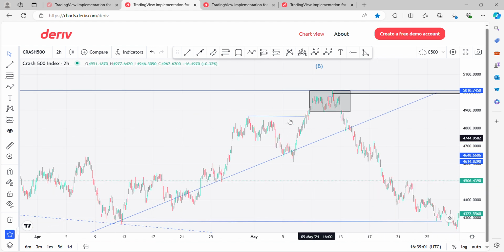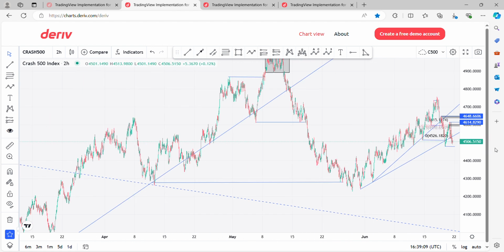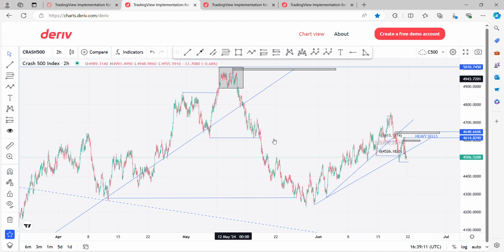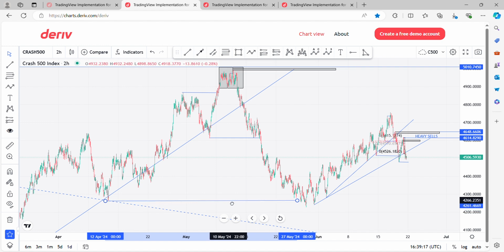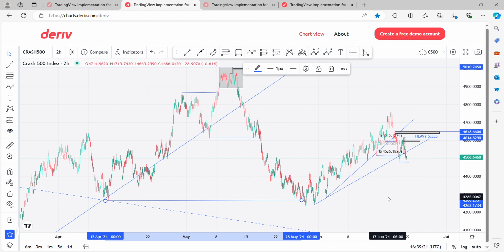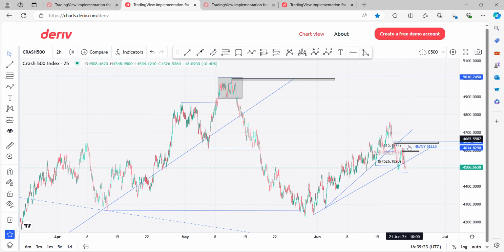We cleared this, but we are here to have the 50% retracement. Now price gave us the 50% retracement. We clear this low, we clear this low. It's as simple as this. I really want to let you know that Crash 500 is heading to where I want it to head to. Now we clear this low, we clear this low.